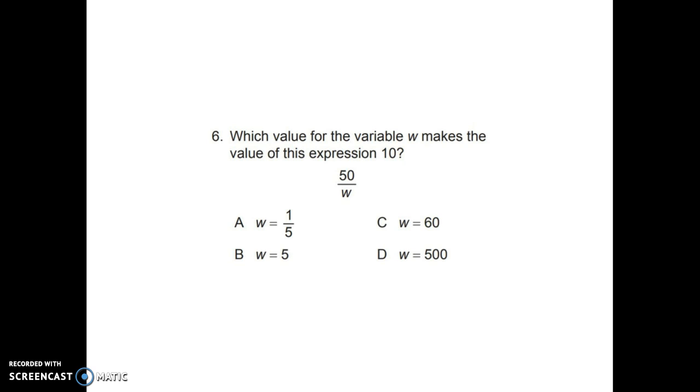Number 6. Which value for the variable w makes the value of this expression 10? 50 divided by w. A. w equals 1/5. B. w equals 5. C. w equals 60. D. w equals 500.